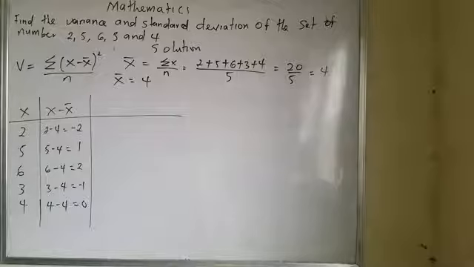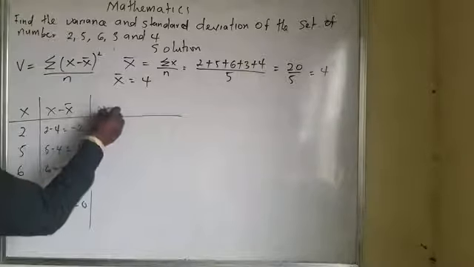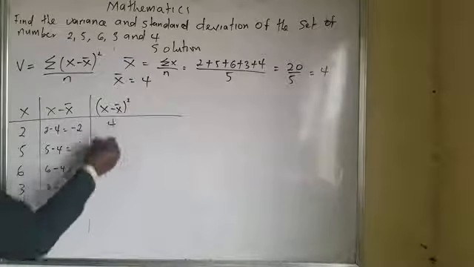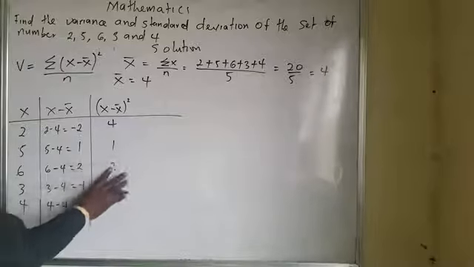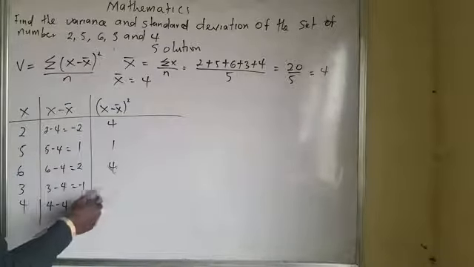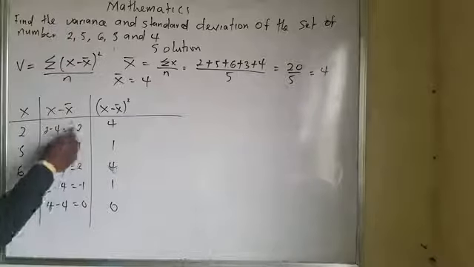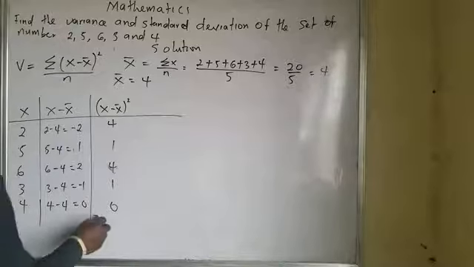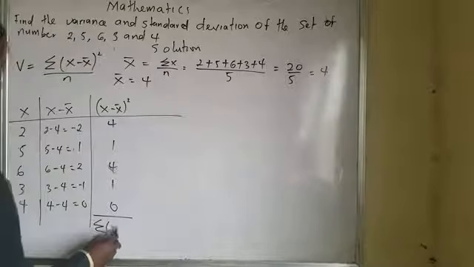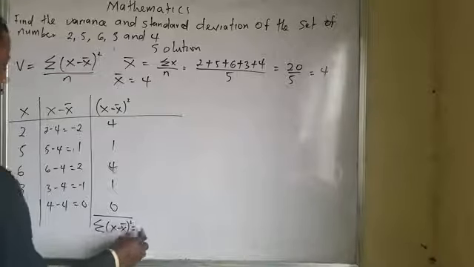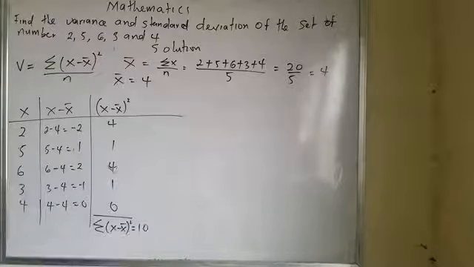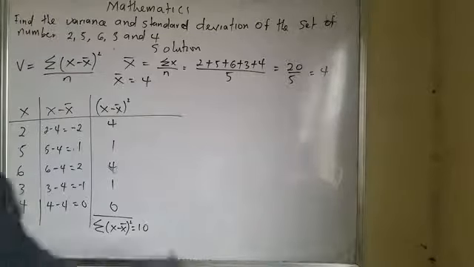Now I'll move on to the next column, where I find (x minus x bar) squared. I just square the numbers that are here, which become 4, 1, 4, 1, and 0. Now the summation of (x minus x bar) squared will be equal to 4 plus 1 plus 4 plus 1 plus 0, which is 10. Since I have 10, I can now continue from that table.